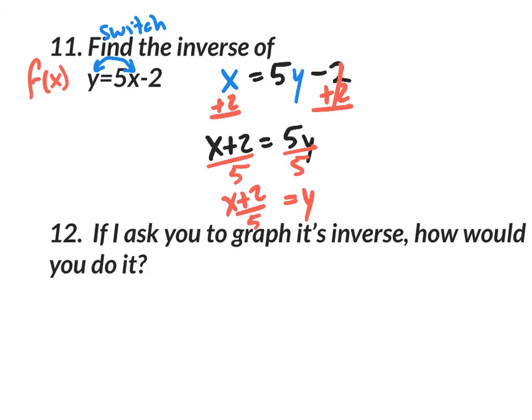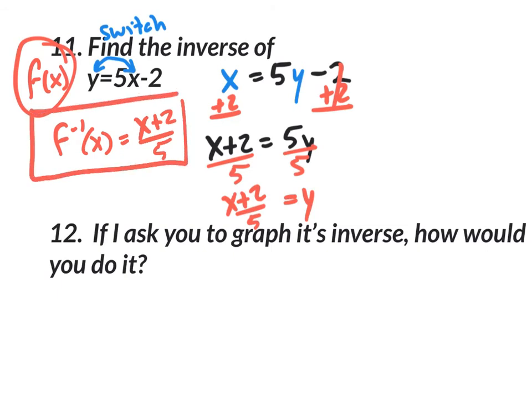Now, the correct notation, if it started with the f of x, then go ahead and write the inverse notation. It's f with that little power of negative 1. Even though it's not a power of negative 1, it's just the notation. This reads the inverse of f of x. So the inverse of f of x is x plus 2 over 5. This is the correct answer.